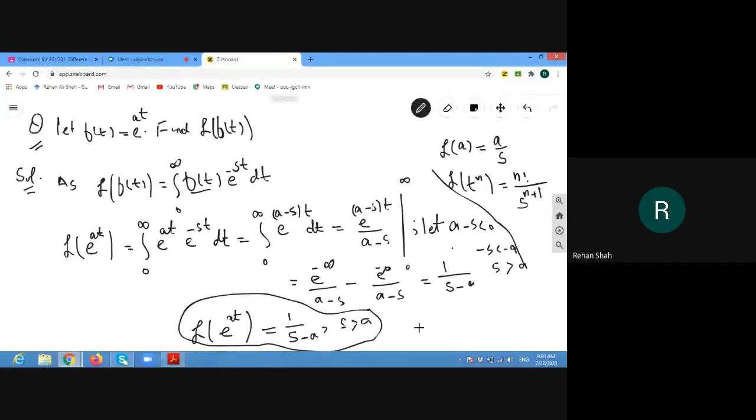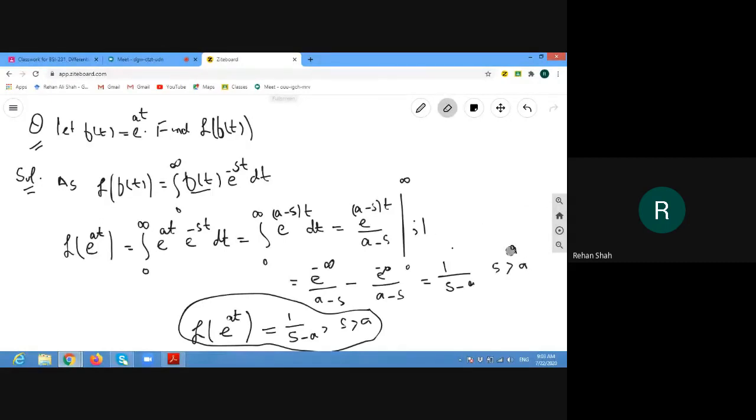Is it clear? Yes, sir. Okay. So now we have derived three formulas. I am writing it again so that it is easy for you to remember. First is Laplace transform of constant, that is a over s.